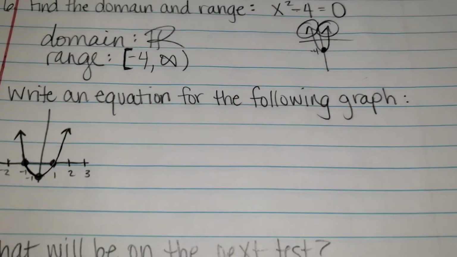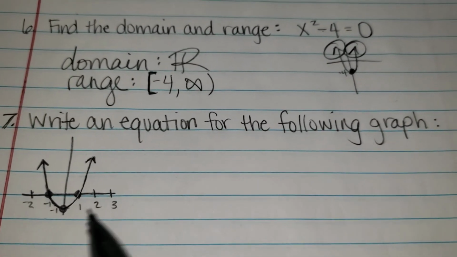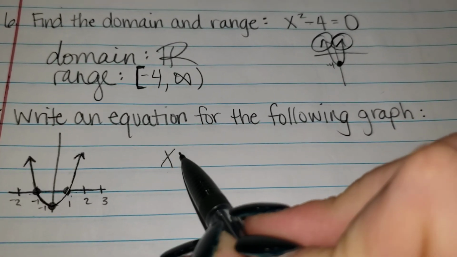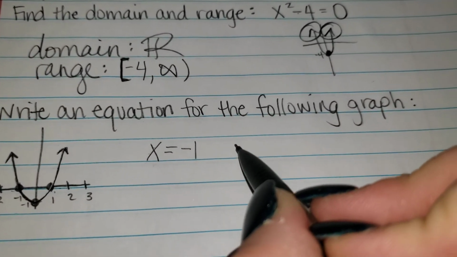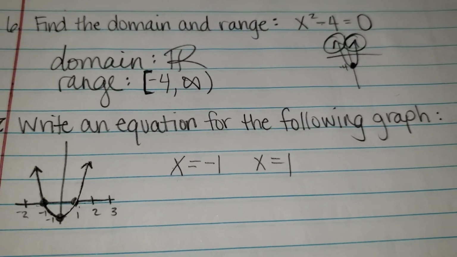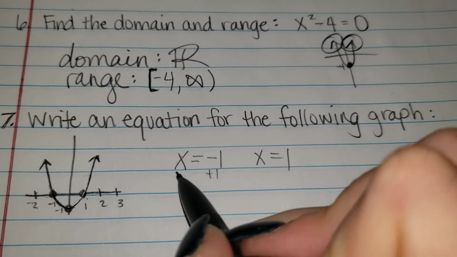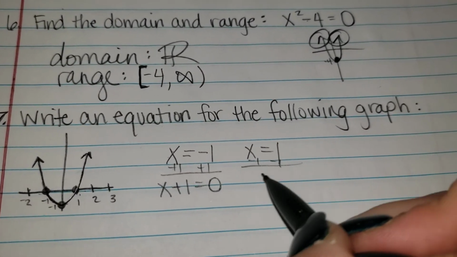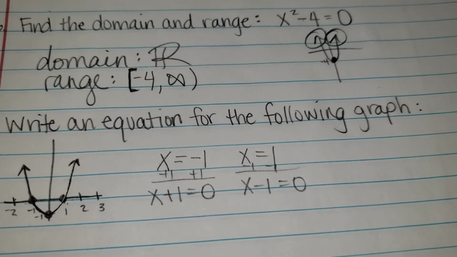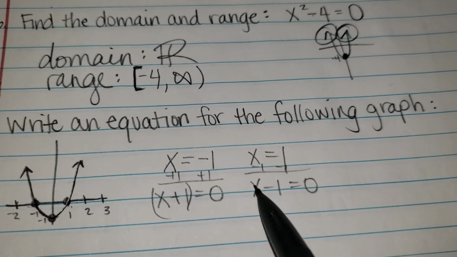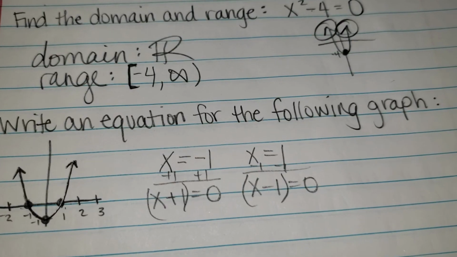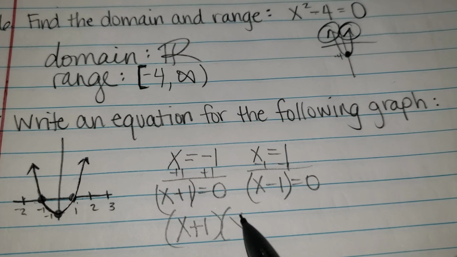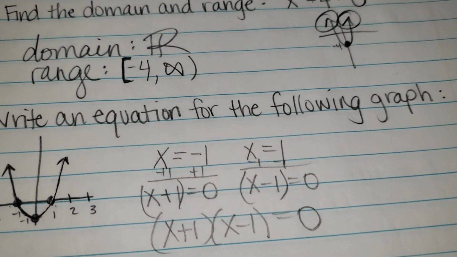Alright, and then if you were asked to write an equation for a graph, and you were given these zeros here, these x-intercepts, I would hope you could say, well, I know these zeros are x equals negative 1 and x equals 1. Which means that if I were to add 1 on both sides, I would get x plus 1 equals 0. And if I were to subtract 1 on both sides, I would get x minus 1 equals 0. And these look very much like what we would do when we factor. We just kind of went backwards. So x plus 1 times x minus 1 equals 0 would be an equation.